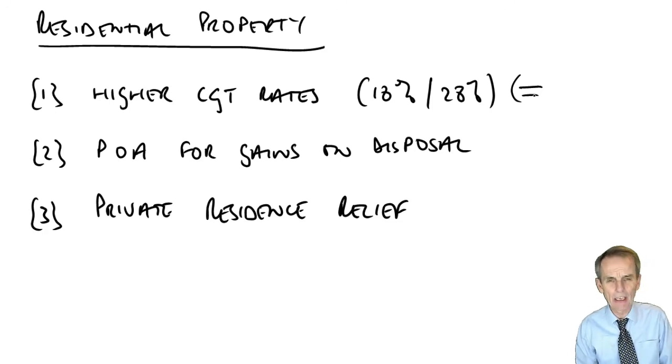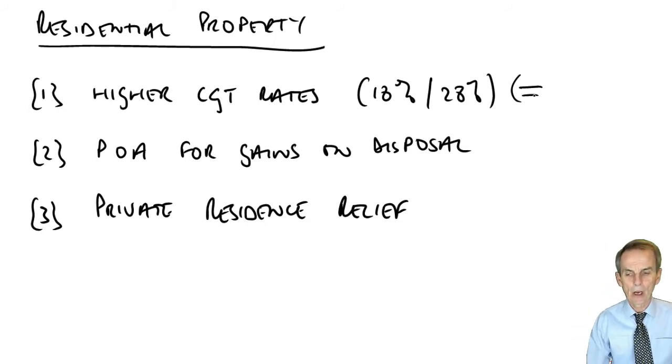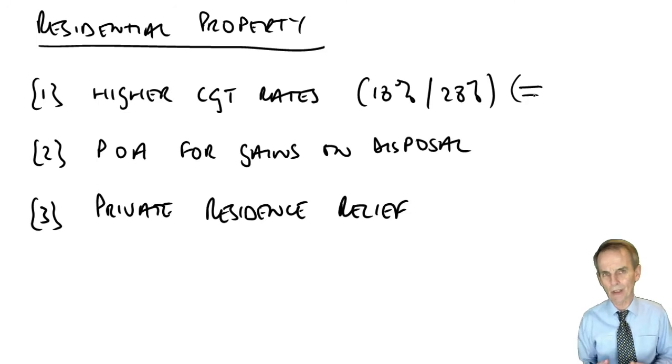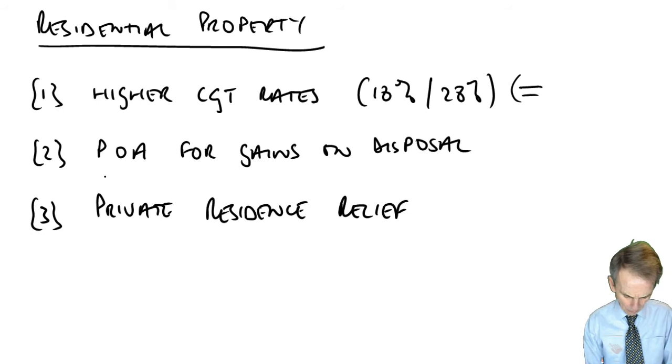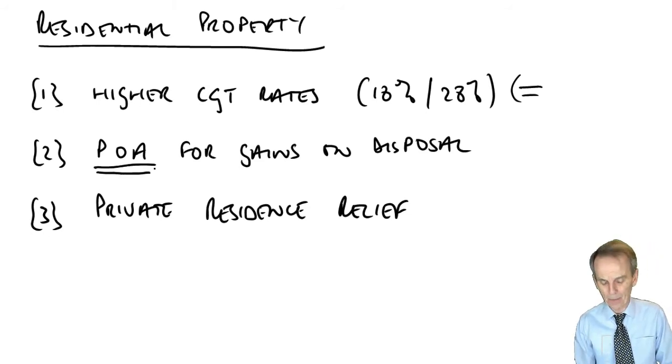And any such gain on residential property that falls within the taxpayer's higher rate band, which in most cases will probably be all of it, would be 28% instead of 20%. So we had higher CGT rates. Not only did we have to pay more tax on the disposal of residential property, but also a payment on account would become payable in relation to gains arising on the disposal of such residential property.